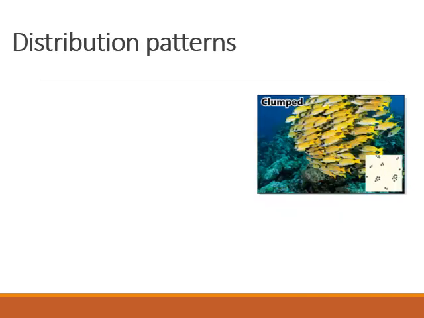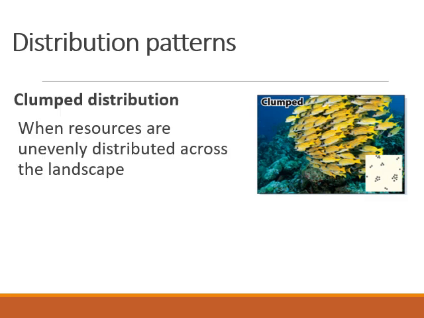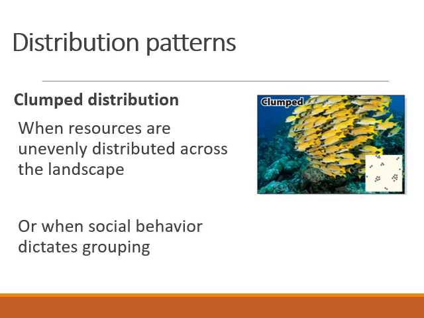Another distribution pattern is clumped distribution, and this is something we see in, say, something like a school of fish or even in wolves. And oftentimes this is as a result of social behavior that dictates grouping. It can also be because resources are unevenly distributed across the landscape.